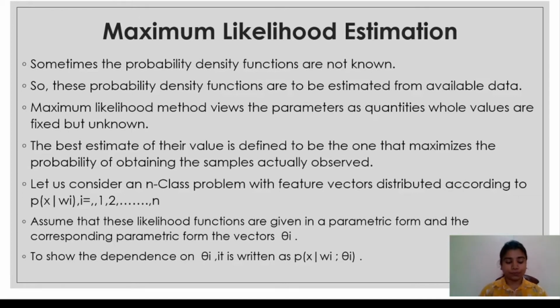Let us consider an n-class problem with feature vectors distributed according to the probability of x given wi, where i is nothing but 1, 2, 3 up to n. Assume that these likelihood functions are given in parametric form, and the corresponding parameter vectors are theta i. To show the dependence on theta i, it is written as the probability of x given wi and theta i.